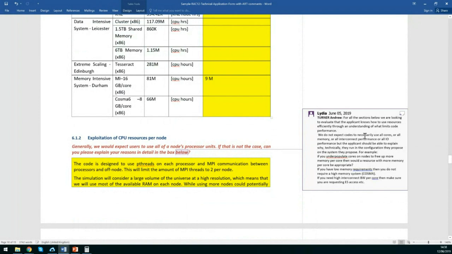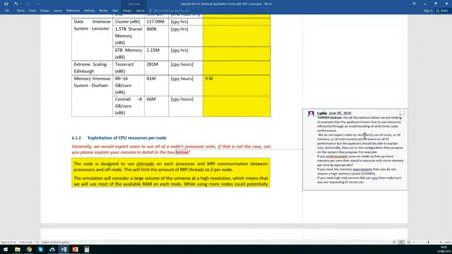Here is a comment which I would like to read to you. For all of the sections below, the next one is the exploitation of the CPU resources per node. It is important to give information of what you intend to do. In this case, we are looking to evaluate that the applicant knows how to use resources efficiently through an understanding of what limits the code performance. We do not expect codes to necessarily use all cores or all memory or all interconnect performance or all I/O performance, but the applicant should be able to explain why technically they run a configuration they propose.